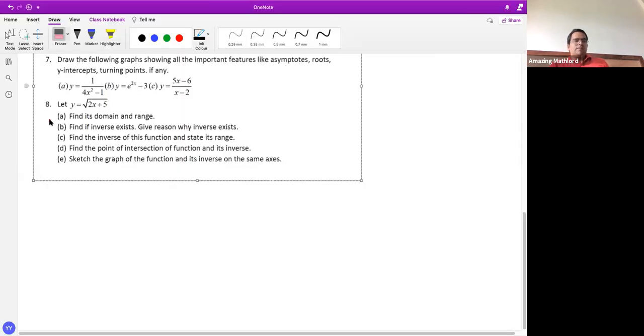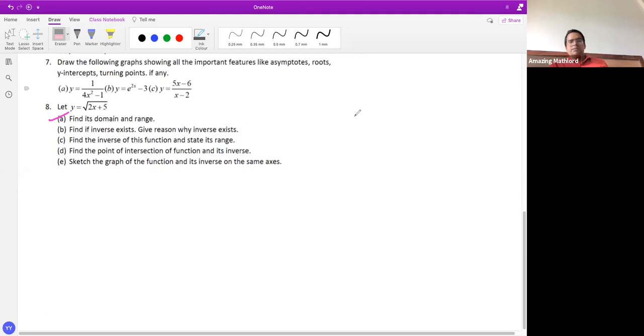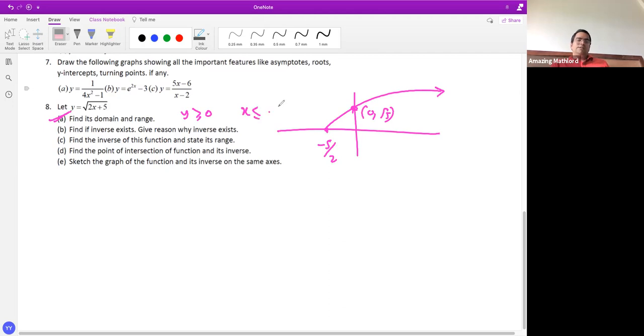The next one is to find the domain and range for root(2x + 5). If you look at the root(2x + 5) graph, it cuts here at x = -5/2, and this is how the graph looks when you use technology. It will be cutting the y-axis at (0, root 5). So the domain is x greater than or equal to -5/2, and the range is y greater than or equal to 0.